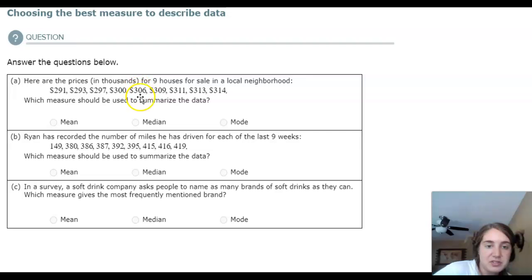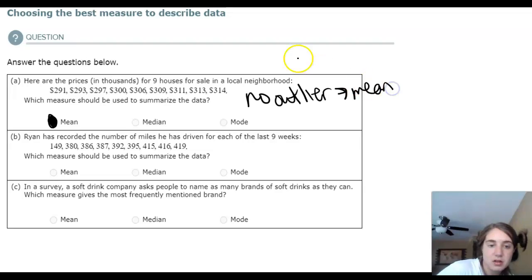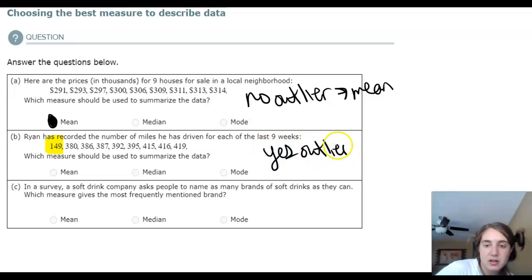So these are 9 houses that are in a local neighborhood. Which numbers would summarize the data? There is no outlier, so we're going to use the mean. Here, there is an outlier. So we're going to use the median.